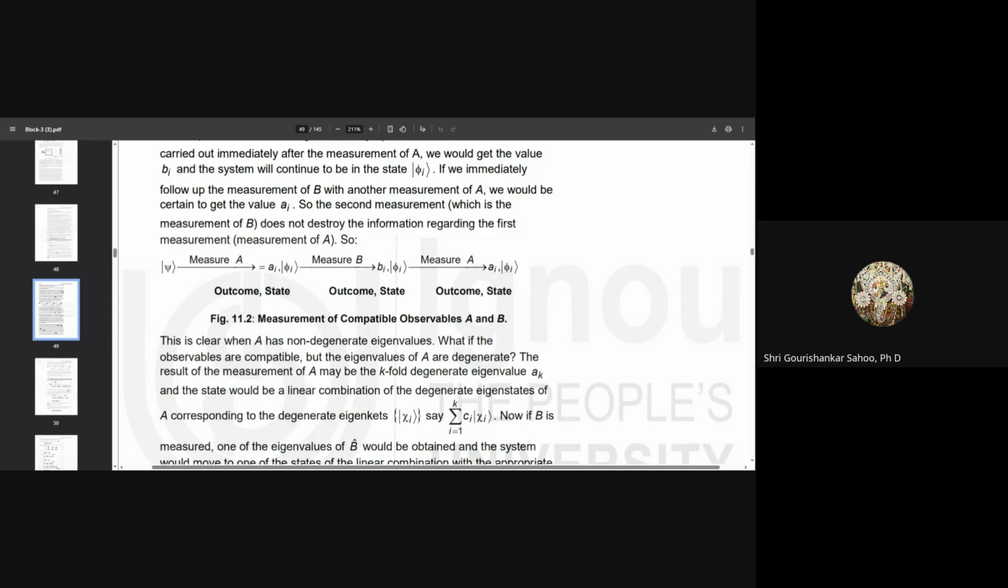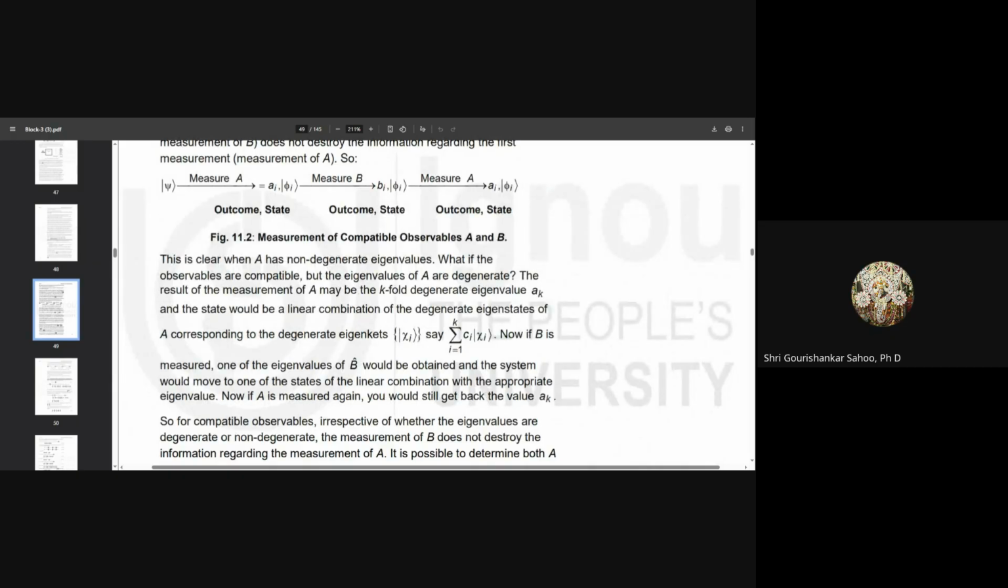What if the observables are compatible, but the eigenvalues of A are degenerate? The result of the measurement of A may be the k-fold degenerate eigenvalue a_k, and the state would be a linear combination of the degenerate eigenstates of A corresponding to the degenerate eigenvalue, chi_i. So you can write the sum over i equals 1 to k of c_i chi_i.